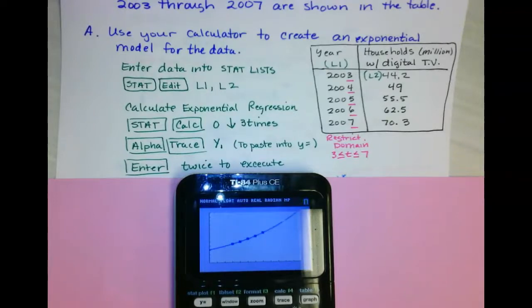You can see that it's a relatively good fit. It's going through most of the, actually all of the points. Sometimes a good fit could be going through most of the points with an even distribution of the remaining points above and below.